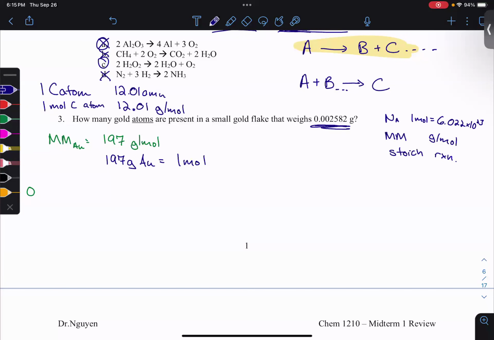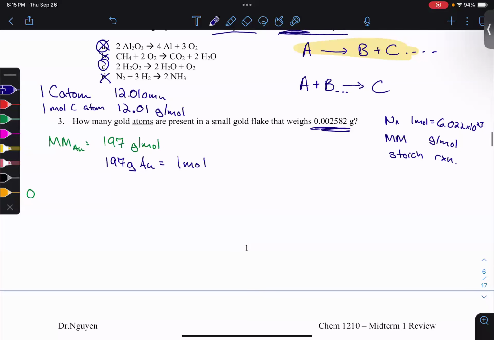Okay, so let's use this molar mass to our advantage to figure out how many particles of gold we have. Let's start with the piece of information given, and that's the mass of this gold flake. So 0.002582 grams of gold. I'm going to use the molar mass of gold. So where am I going to put the 197? Locate those units. That 197 number is going to go where? On the bottom, 197 grams of gold is 1 mole of gold. Great, now I have moles of gold.